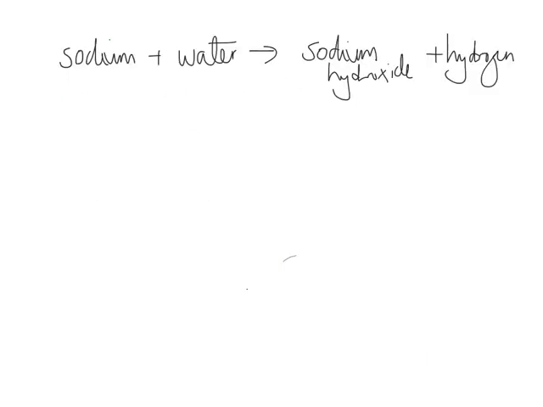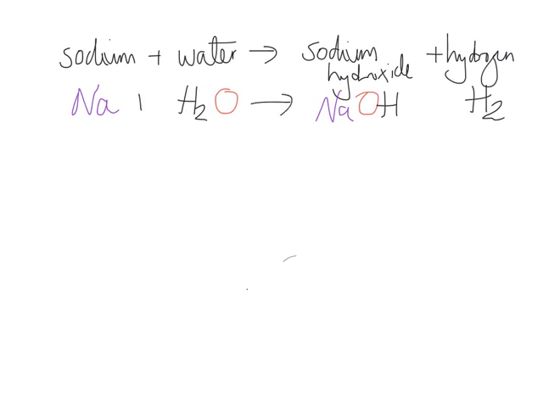Simple. So I'm going to go through another example here. This time it's got sodium and water giving sodium hydroxide and hydrogen. So our sodium, formula for sodium is Na. Formula for water is H2O. Going to sodium hydroxide, which is NaOH, and hydrogen, H2.